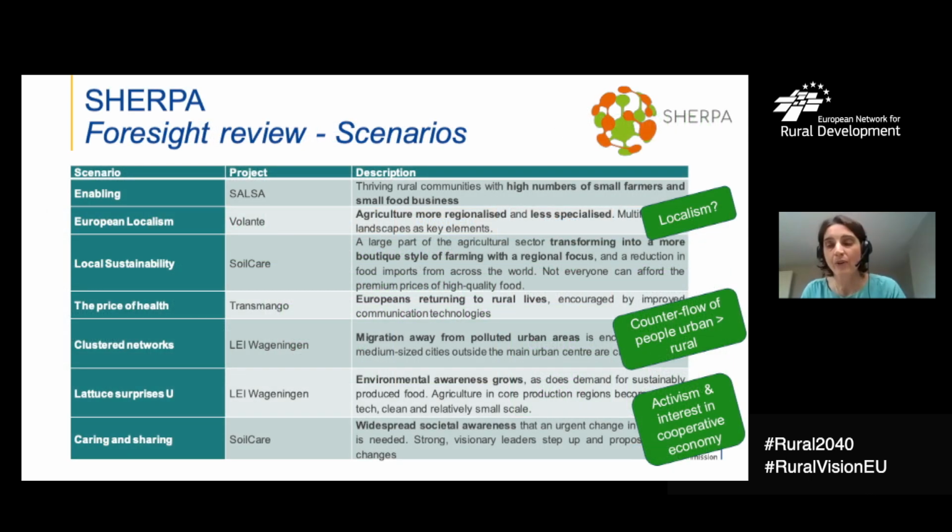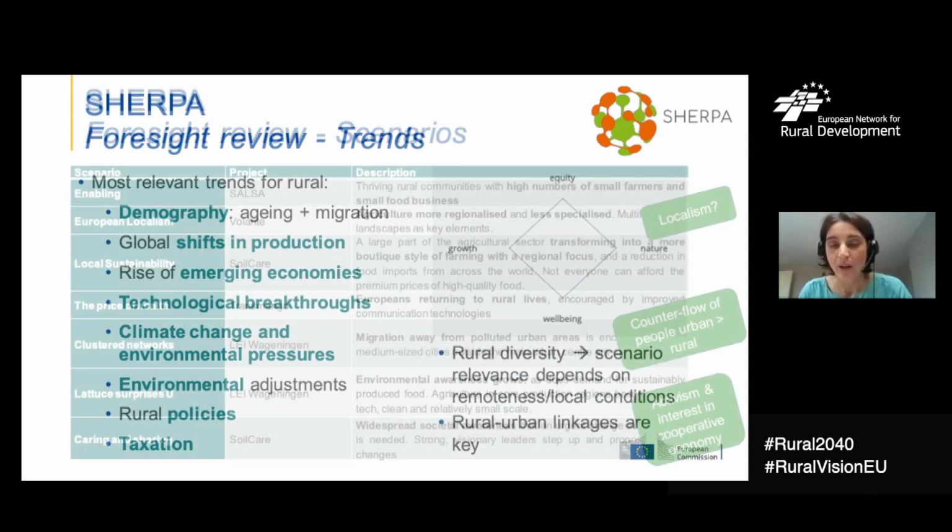Our Sherpa project, who aims again at building on the outcomes of past research, has done a review of previous foresights and scenarios. And in the ones that they have selected as the most relevant for rural areas, we see also that these things are very prominent. Localism as a driver, the counterflow of people from urban to rural, and this activism and interest in cooperative economy comes here again as a main trend or driver.